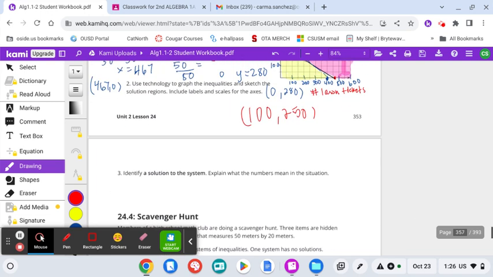Oh, identify a solution to the system. And what that means is 100 lawn tickets and 250 seat tickets were sold.